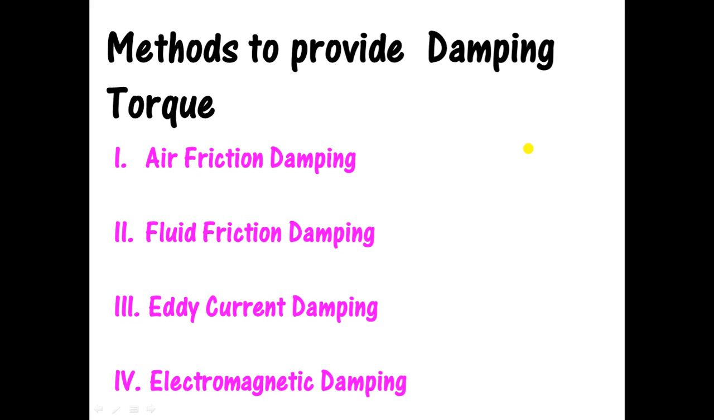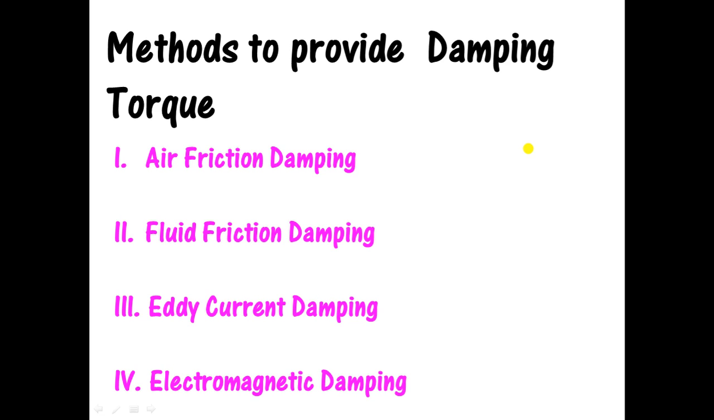In this lecture, let us understand various methods which are used for providing damping torque. The main function of damping torque is to damp or reduce the number of oscillations that the pointer or the deflecting system undergoes. As the number of oscillations are reduced, it comes to the steady or equilibrium state faster and the reading can be taken quickly.